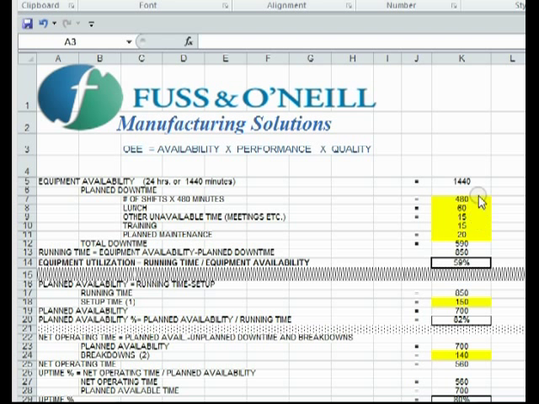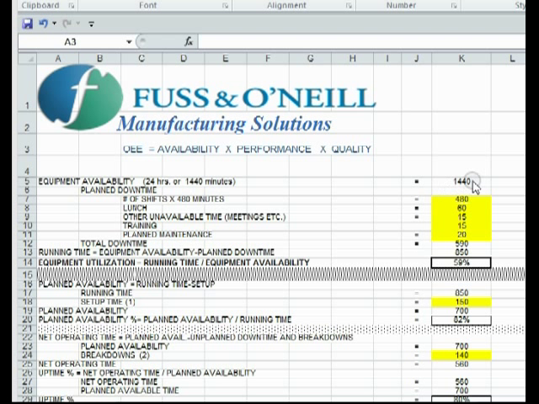The first one that my cursor's on now is really where you would put in any planned downtime. Planned downtime being, I only ran first and second shift, so I'm going to take third shift out. It could be that we did not run the equipment during lunch. It could also be we had training, or I had some maintenance PMs when we did not plan to run the equipment. You would put those minutes into the yellow box.